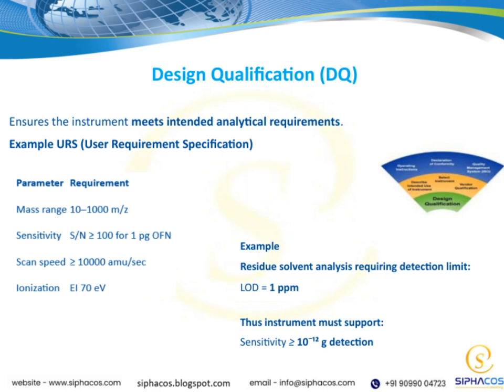Now, to make sure our instrument can meet these stringent requirements, we need to focus on design qualification, or DQ. This process guarantees that the instrument is designed to fulfill the intended analytical needs. And to define those needs clearly, we often create a user requirement specification, or URS. Think of it as a detailed blueprint that outlines exactly what the instrument must do, like supporting that high sensitivity we just discussed.